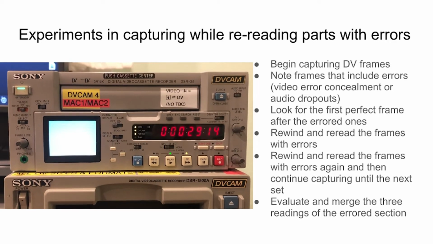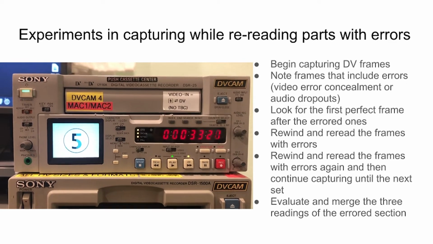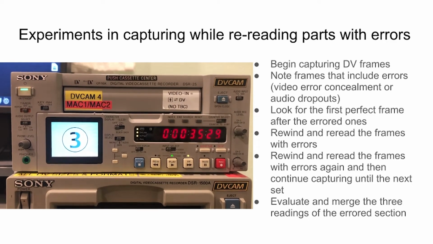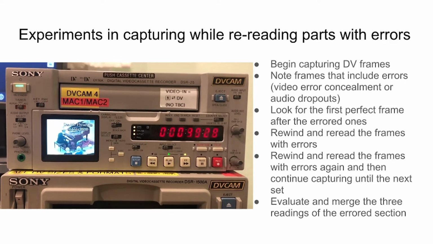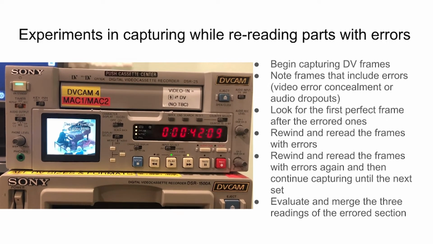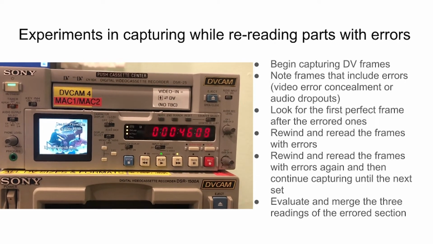And then it starts reading from the tape again until it gets to where the error ended. Then it rewinds one more time and reads from there and then keeps going until the next errors. So in computer memory then, we're managing 3 different readings of an errored section and combining the best parts of each to make one better output.